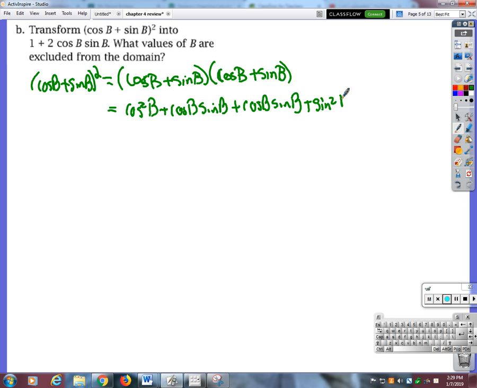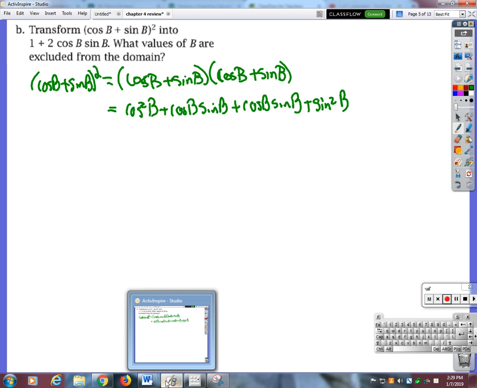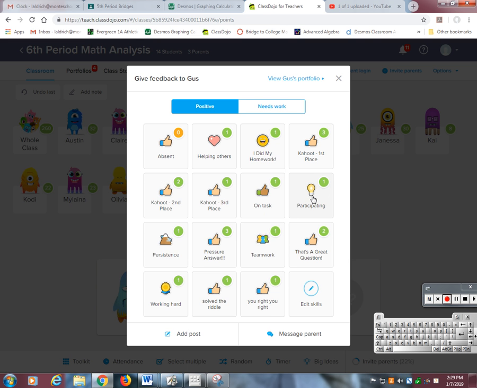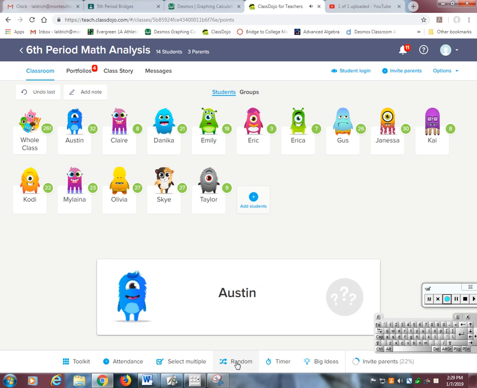Sine squared b. Okay, so you see what he did? First, outside, inside, last. The first thing in each parentheses was a cosine, so we multiplied those together and got cosine squared. And then the outside thing in each parentheses was cosine times sine. The inside thing in each parentheses was the same. And then the last thing in each parentheses, sine times sine, is sine squared. All right, so now we've got some simplifying that we could do from there.